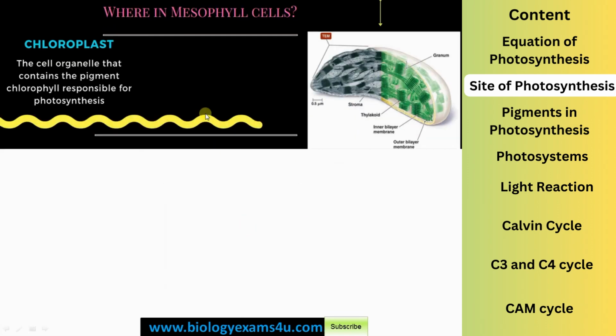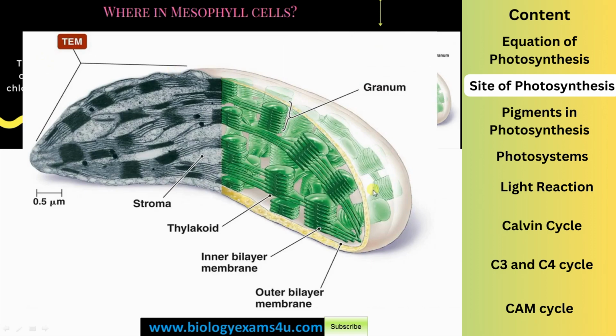Now inside the mesophyll cell, there is a wonderful organelle called chloroplast that is responsible for photosynthesis. This organelle contains a pigment that is capable of trapping light energy and converting that light energy to chemical energy and finally converting it into glucose. This is the structure of chloroplast. It is a double membrane bound organelle, and you can see there are membranous sacs stacked one above the other, which is called granum. Individual membranous sacs are called thylakoid, and the fluid filled matrix is called stroma.